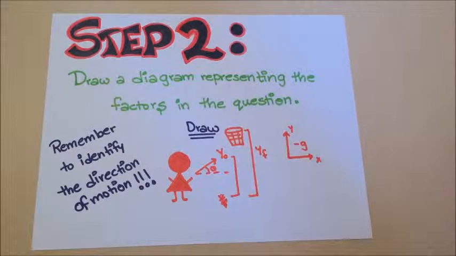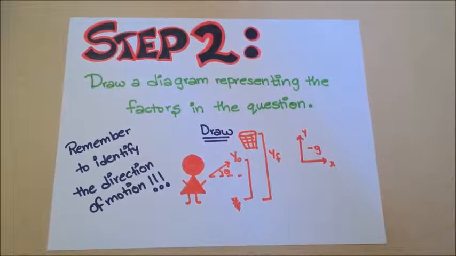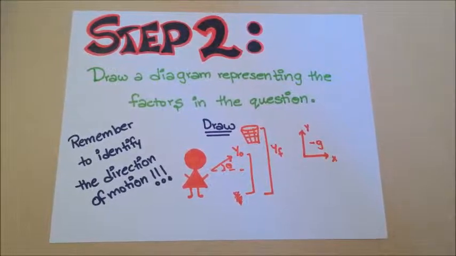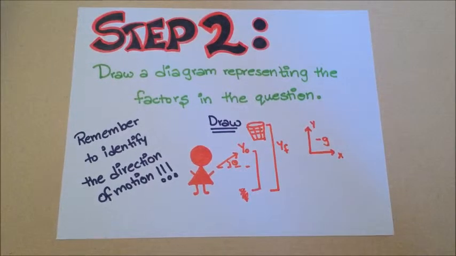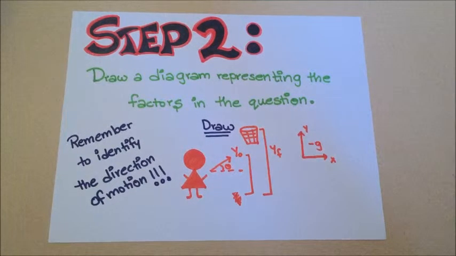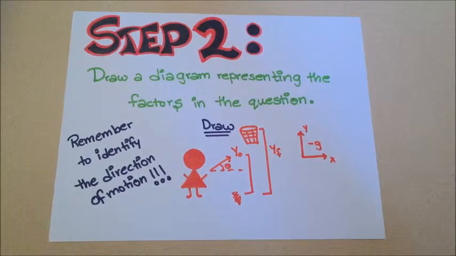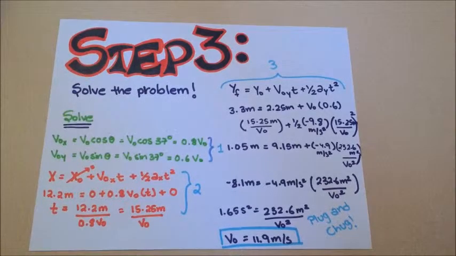Once you identify your givens and finds, draw a diagram representing the factors in the question. This step is very crucial because it helps you visualize the problem. Remember to identify the direction of motion, as that part is crucial in identifying whether the gravity you should use is positive or negative. It's now time to solve the problem.